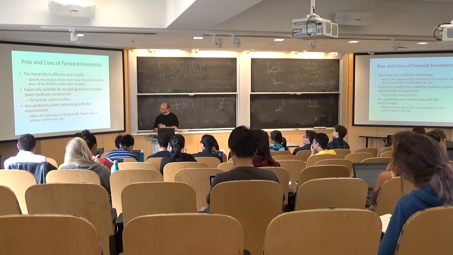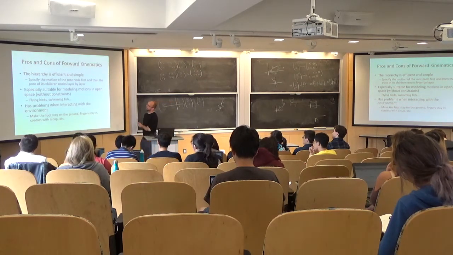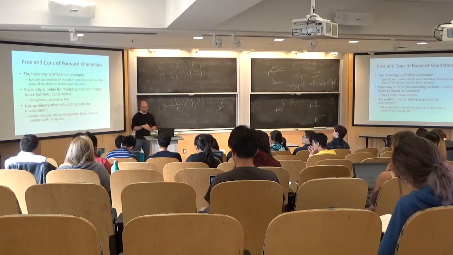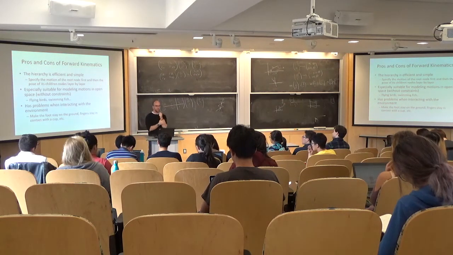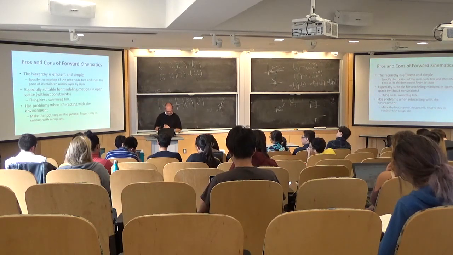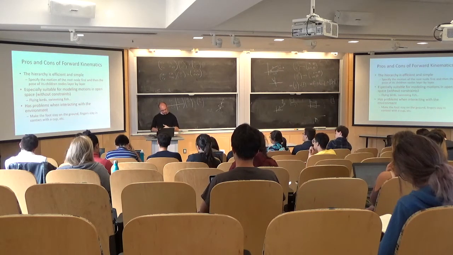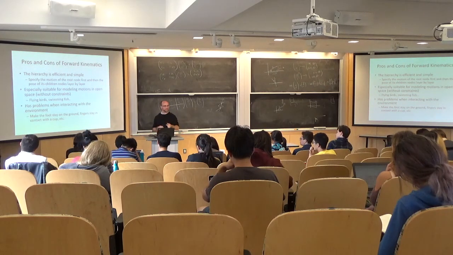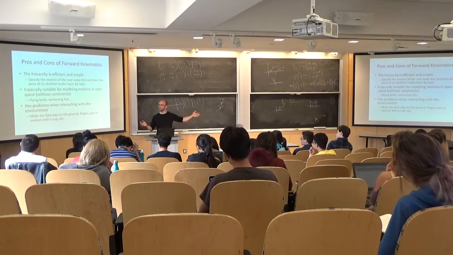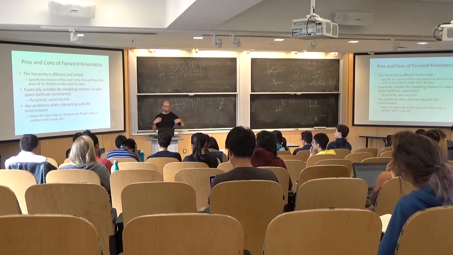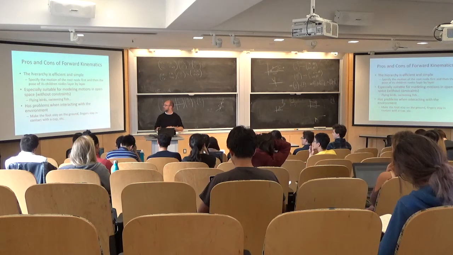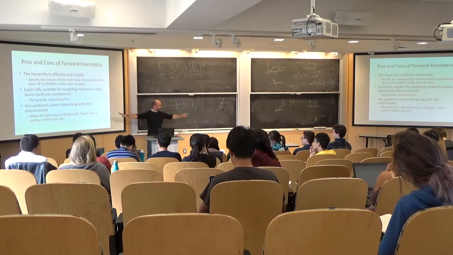Okay. So again, the pros and cons here. The pros are that this hierarchy is very efficient and simple to work with. Essentially, you just need to know the relative motion between every joint and the thing right underneath it. And so especially when you're modeling motion in open space, you're doing yoga, there's nothing to run into. You're not somebody like your instructor who just finds things to run into. Then these things do quite well.